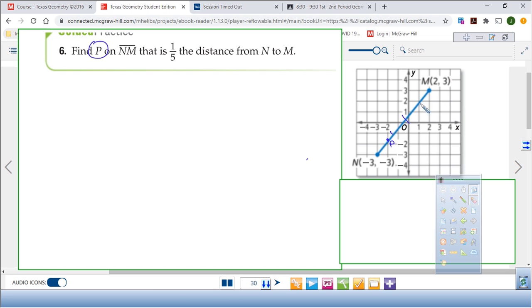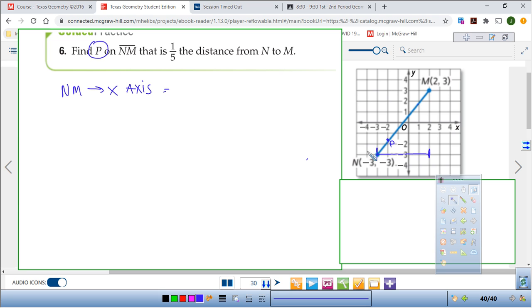Okay? So what we're going to do is the same thing, but we're going to go from N to M and 1/5 is the direction. So the first move is going to be find this distance here. I'll do it in blue. So we're going to go from N to M, and we're going to figure out the x's, the x-axis. So the distance would be how much?